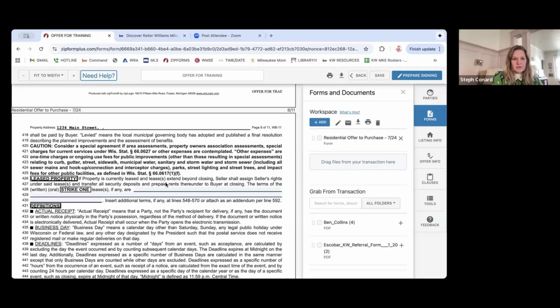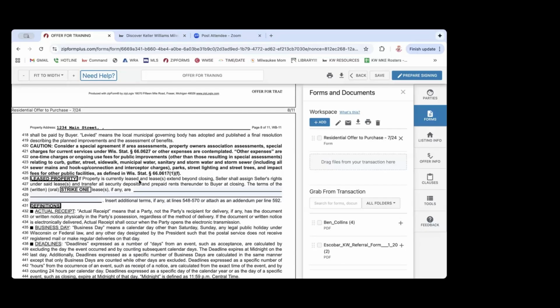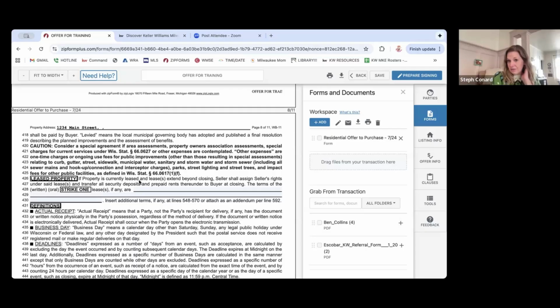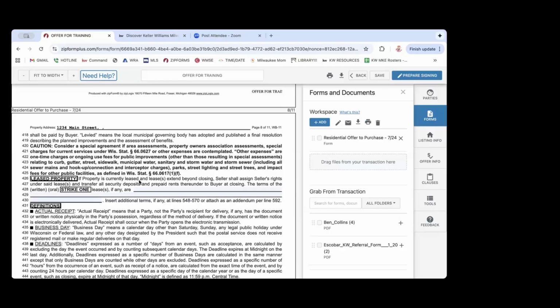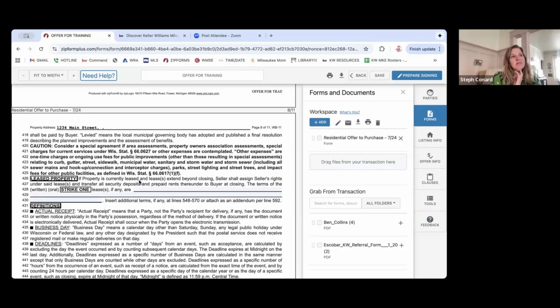The seller shall assign the seller's rights under the leases and transfer all security deposits and prepaid rents to the buyer at closing. The terms of the lease, you can choose to fill this out, but it's stated that a security deposit would be transferred. So I would be pointing to this with our seller who's refusing to. And the title company might have a say in that too. Like, we can't close without transferring that security deposit.